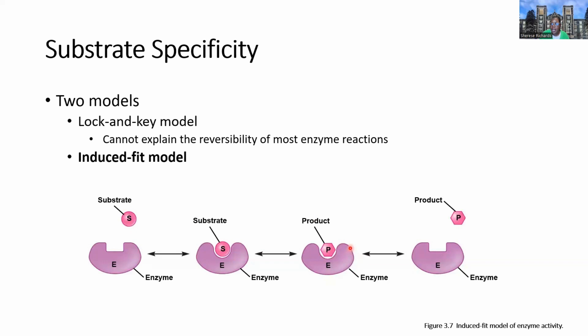on this end. And this will now explain the reversibility because our product, which looks different than the initial substrate, can induce a fit. So when the product gets in close proximity to the enzyme, that will shape-shift the enzyme, and that will allow for binding, and then the reaction can proceed in the reverse direction as well. So the two models explain certain aspects of enzyme binding.